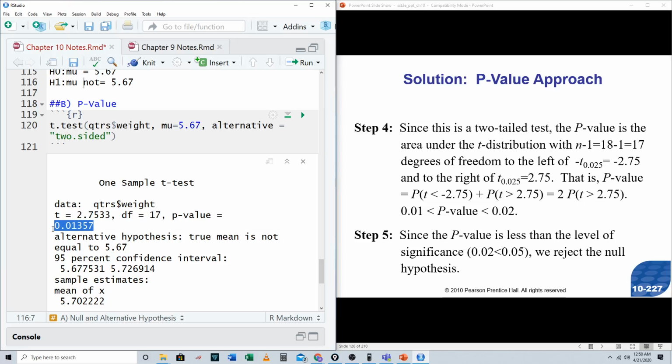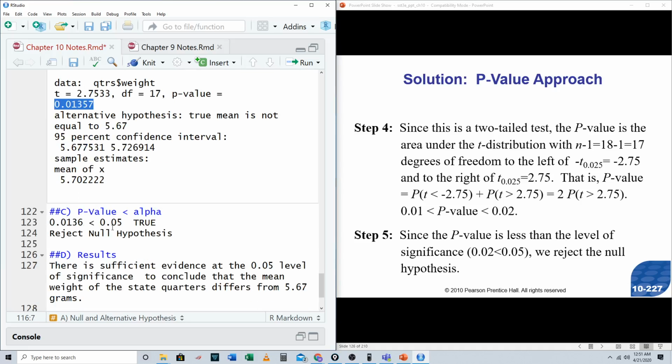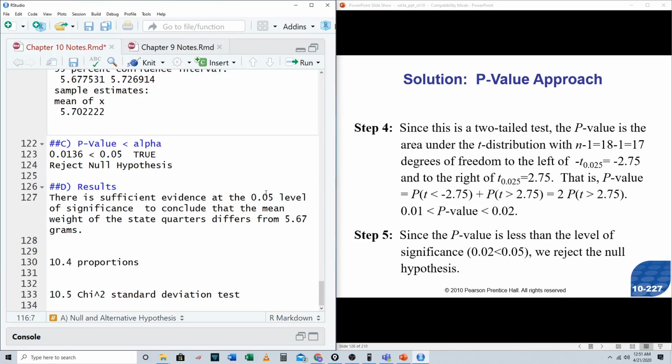So notice the p-value is a little different, and here's the reason why. There's no rounding here. This does not round anything, so this is going to be much more accurate if you have raw data and you can have R do all the work for you. Otherwise, there's rounding involved, and the numbers will be different. Here we got 0.0136, so since that is less than 0.05, it is true. We reject the hypothesis, and again, there is sufficient evidence at the 0.05 level of significance to conclude the mean weight of state quarters differs from 5.67.